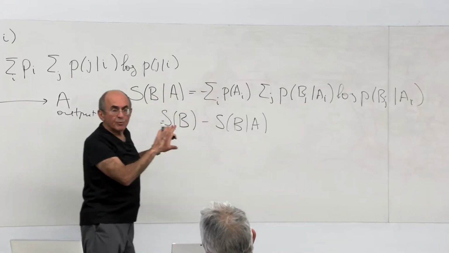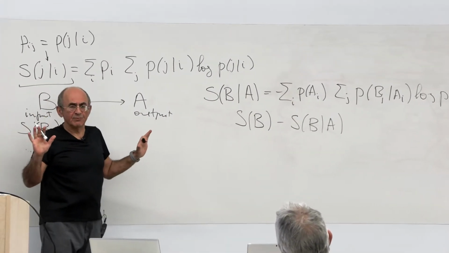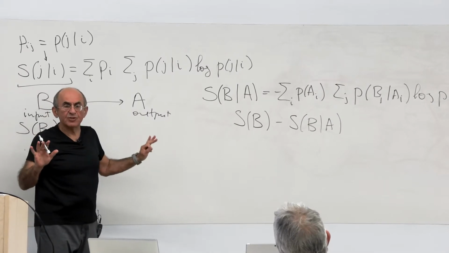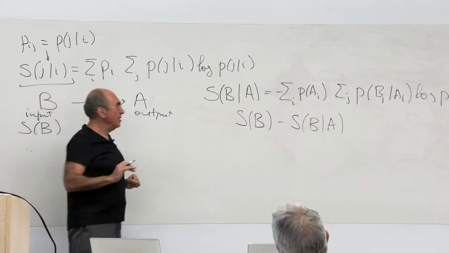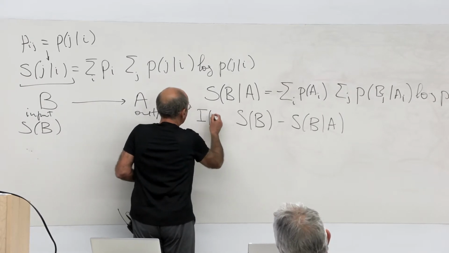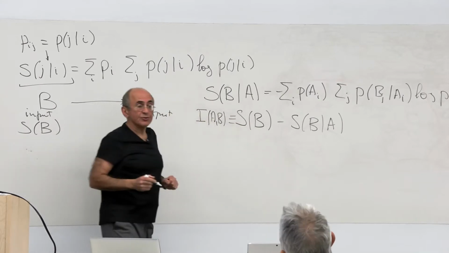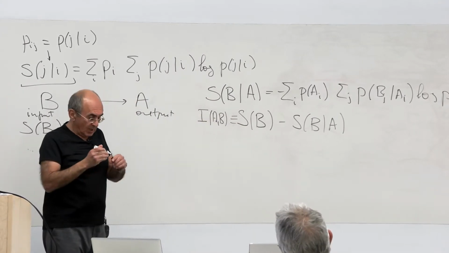This is the most important quantity in this course, and generally in all of information theory, without any exaggeration. This is the most important quantity. Absolutely. And it's called mutual information between A and B. That's its definition. Okay?